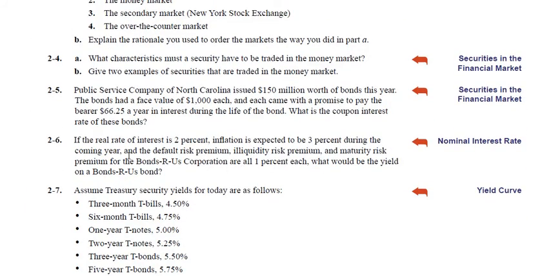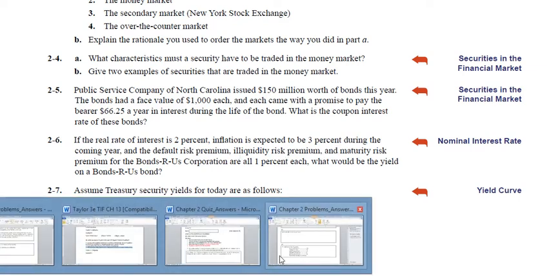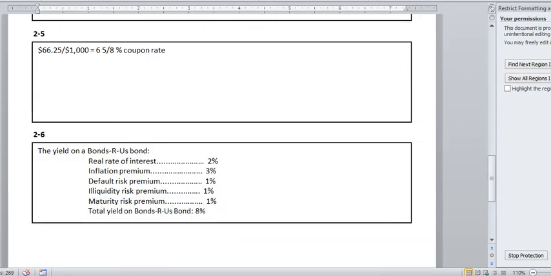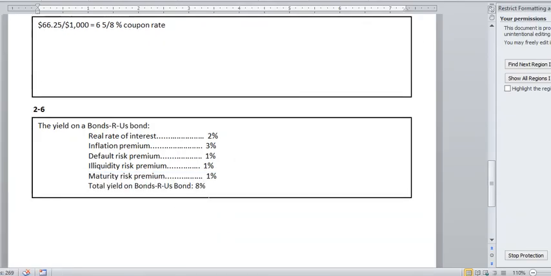It's giving you a list of premiums. It tells you that the real rate of interest is 2%, and the expected inflation is 3%. So you just simply need to add all those up, and you get your total yield of Bonds R Us is 8%.